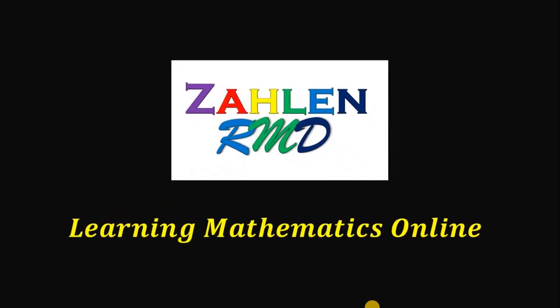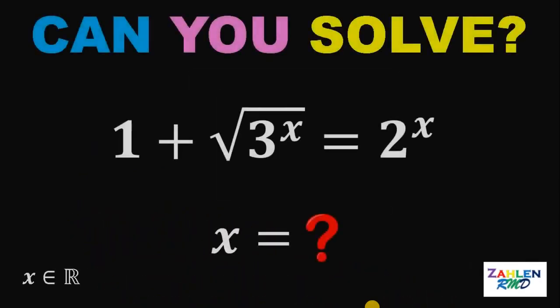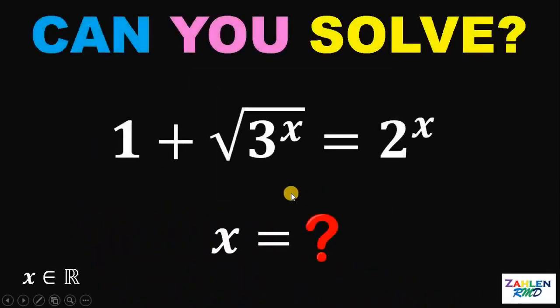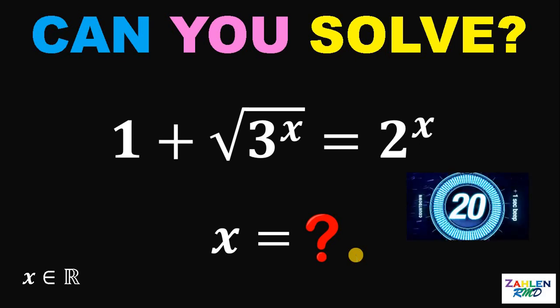And here's our question. Solve for the value of x given that (1 plus square root of 3) raised to x equals 2 raised to x, wherein x is a real number. Now, if you want to try this problem, you can pause this video. You have 20 seconds and the timer starts now.